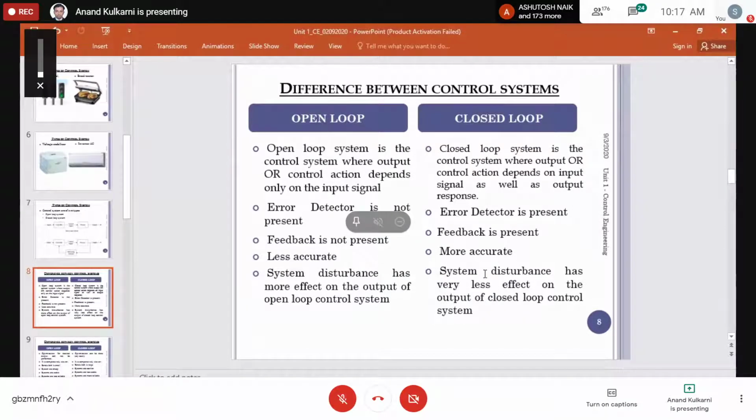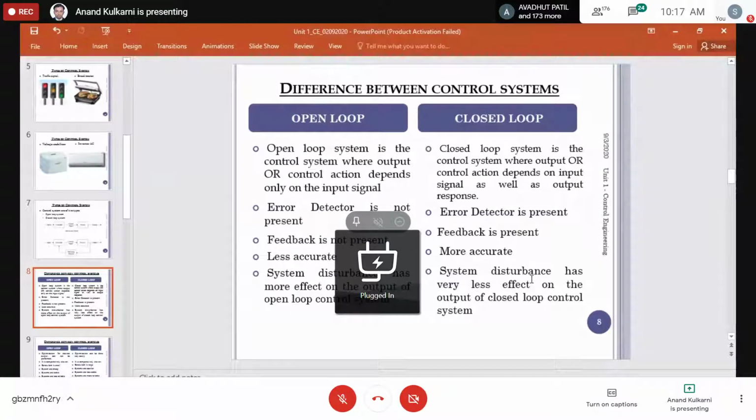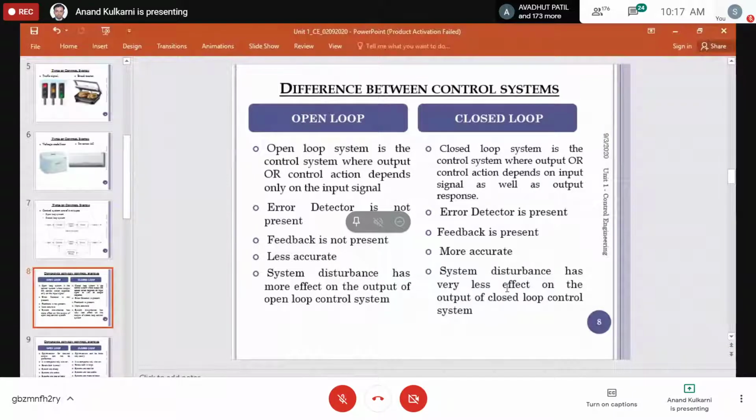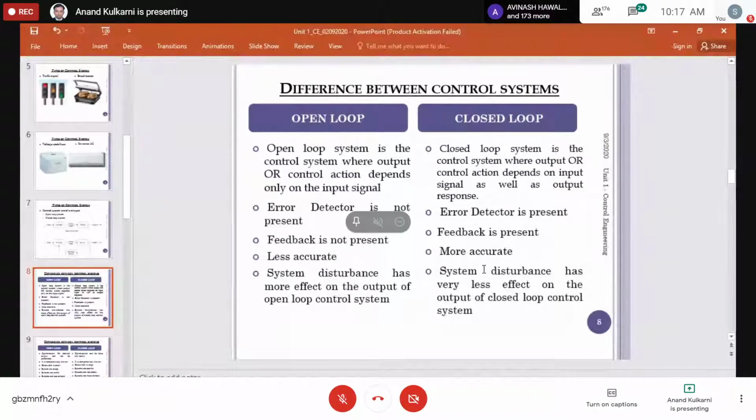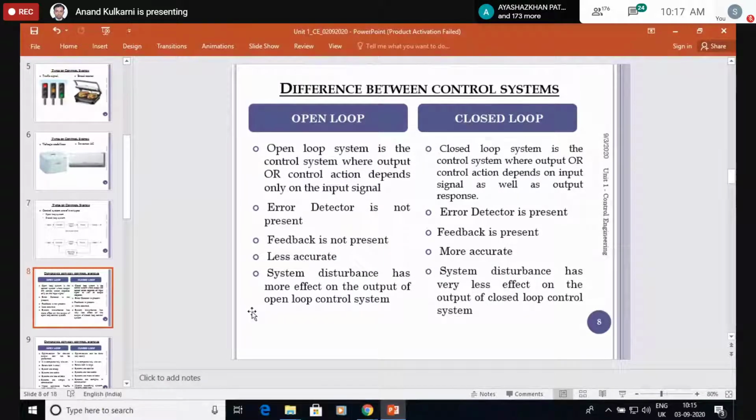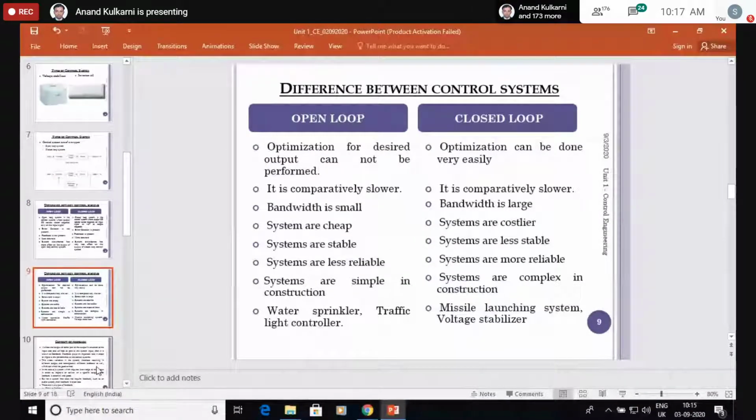Whereas in a closed loop system, external disturbance does not affect the control system at all, or sometimes it affects, but the effect is relatively less. Then we can see the differences between open loop and closed loop system.